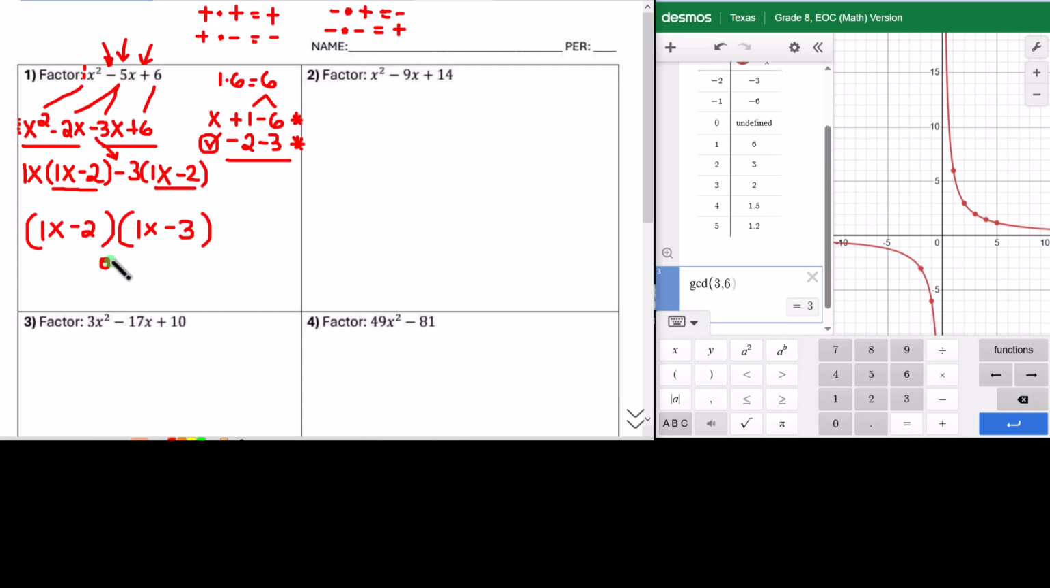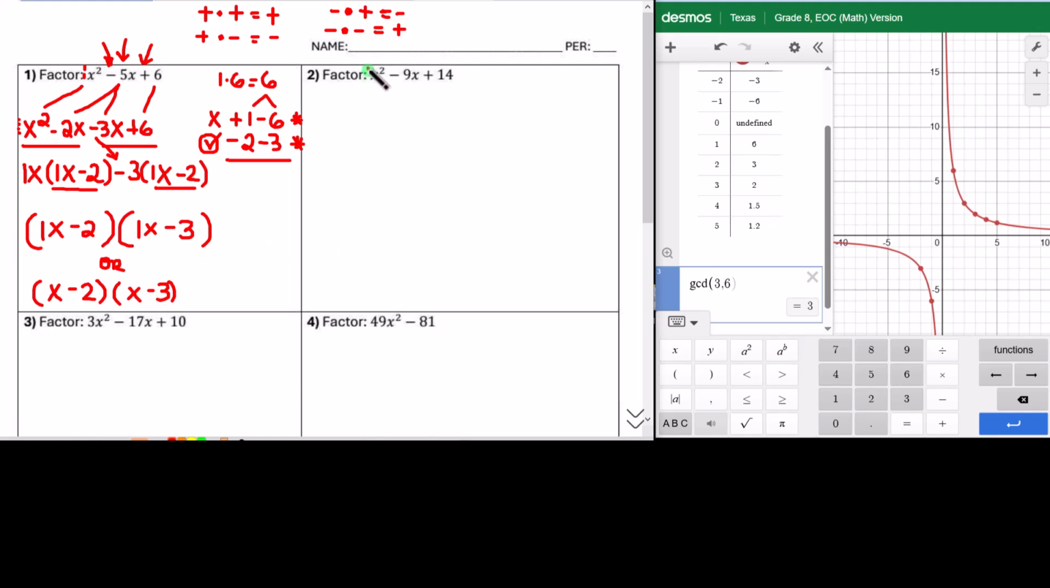I could also write it without the 1 in the front. The 1 is not really necessary to write because 1x is the same as x. So you can write x minus 2 times x minus 3, or you can write 1x minus 2 times 1x minus 3. So there you go. That's the answer for our problem right here. And so we have two factors, x minus 2 and x minus 3. So let's go ahead and do the next problem.